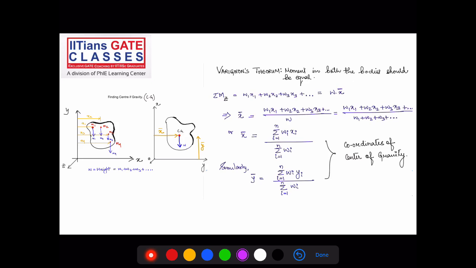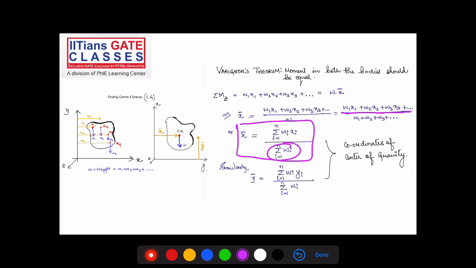So from here we can calculate the value of x bar. That is equal to w1 x1 plus w2 x2 plus w3 x3 divided by w. This is equal to w1 x1 plus w2 x2 plus w3 x3 plus dot dot dot divided by w1 plus w2 plus w3 plus dot dot dot. You can simplify it and we can write x bar as summation of wi xi, i equal to 1 to n, divided by summation of wi, that is the total weight.